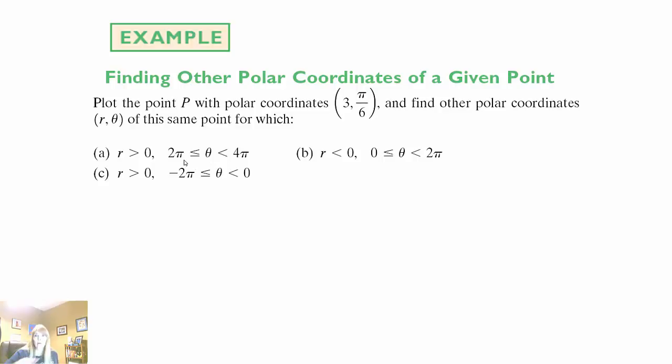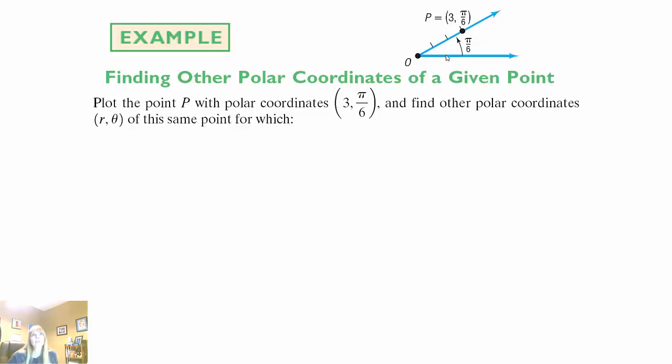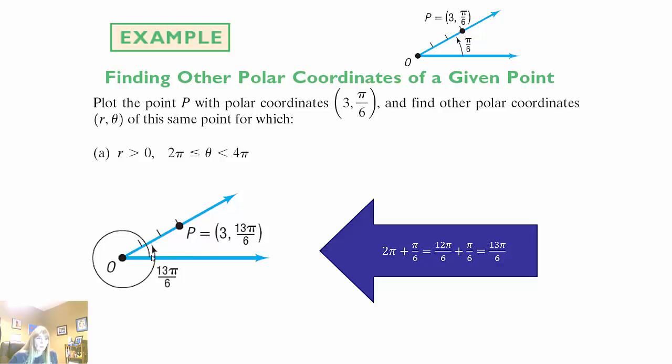Meaning I've gone all the way around, right? Because 2 pi is a complete circle. And so what I do is I draw the original one first, so I know what I'm looking at. And then to get my first one going all the way around, I would go all the way around and come back to that angle, pi over 6, and then go out a distance of 3. Got it? And that's what this is saying right here.